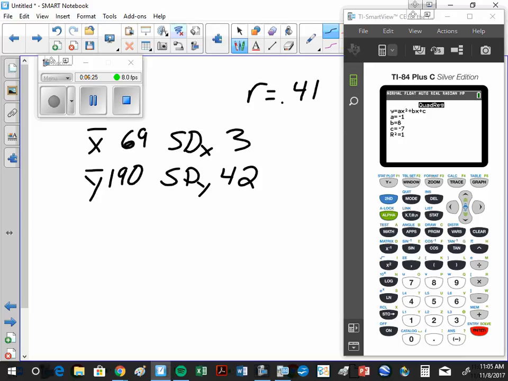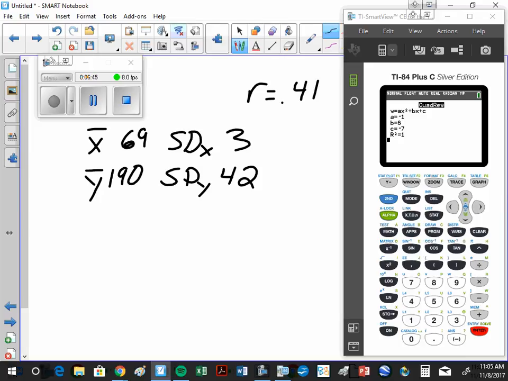So how many SDs is that? Plus 1. Oh no, sorry, 0. I looked at the wrong problem. So that's 0 SDs, so we would expect the Y value to be the average of 190. Okay, 66 inches.